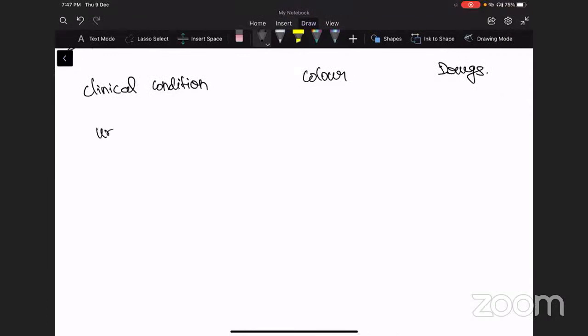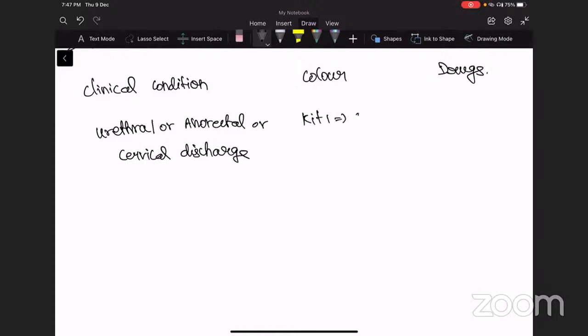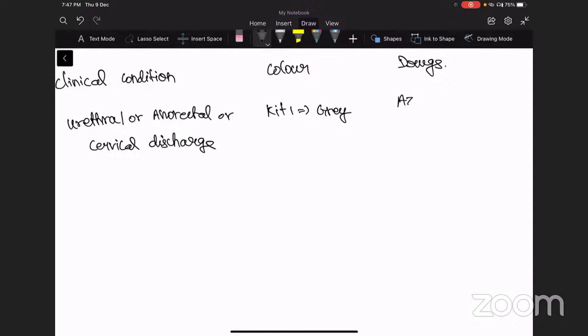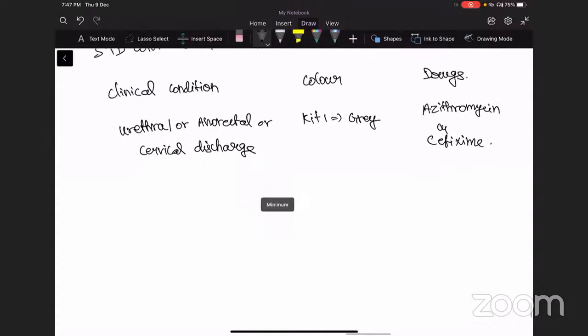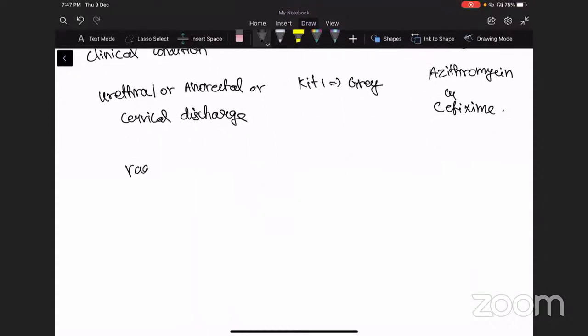If the complaint is urethral or anorectal or cervical discharge, color is going to be gray and the kit number is kit 1, gray color, and the drugs included are azithromycin and cefixime. This is kit 1.